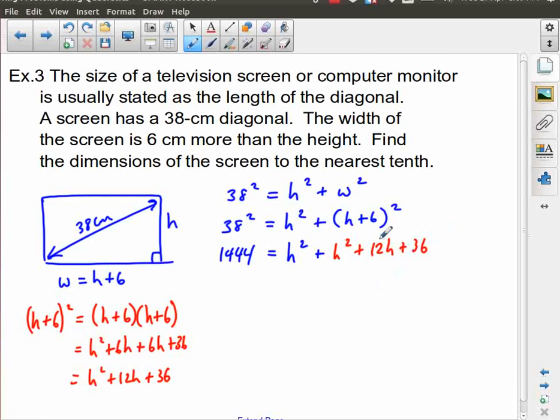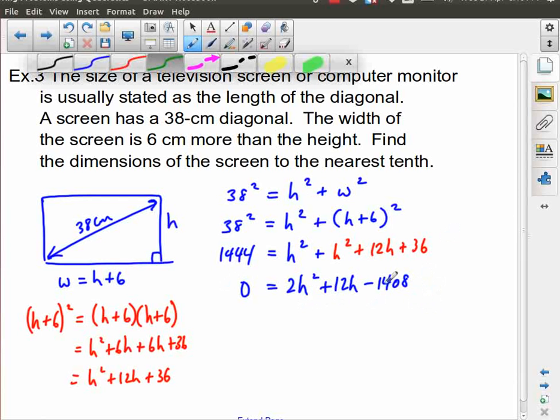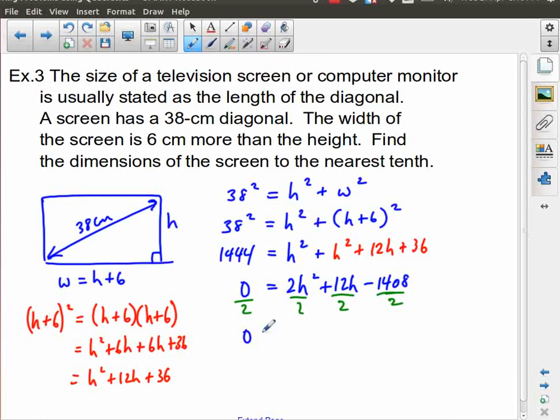I'm going to gather everything over on the right hand side, so this becomes 0 equals h squared plus h squared is 2h squared plus 12h, and then we have 36 minus 1444, which actually is 1408, I believe. Just going to check that. 1408. One thing I might do immediately here is I notice that everything is even, so I'm actually going to divide every number in this by 2, because that doesn't actually change anything, but it does make the numbers a little more manageable. That's still 0, but that's h squared, which means this is now a simple trinomial, plus 6h minus, and this is now 704.